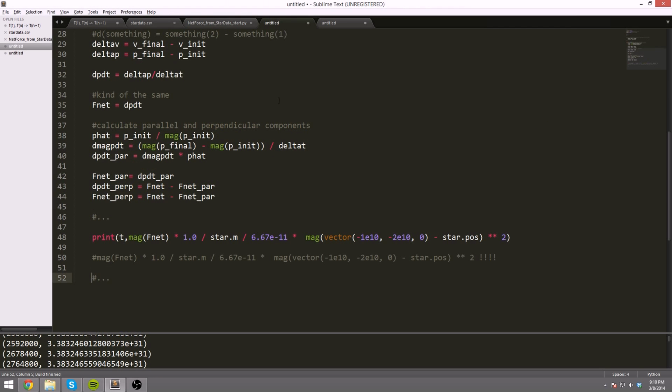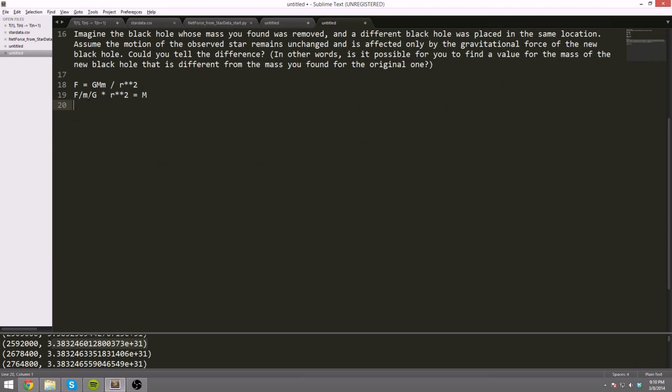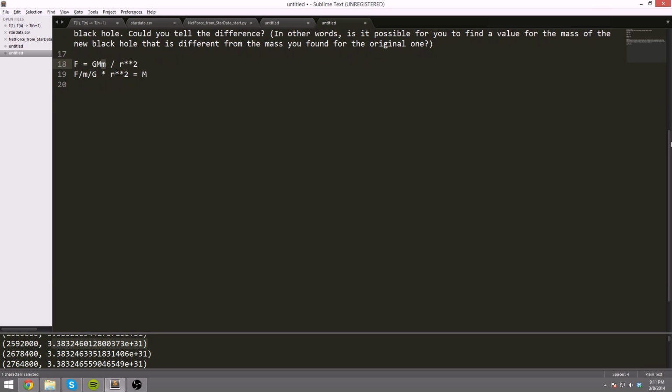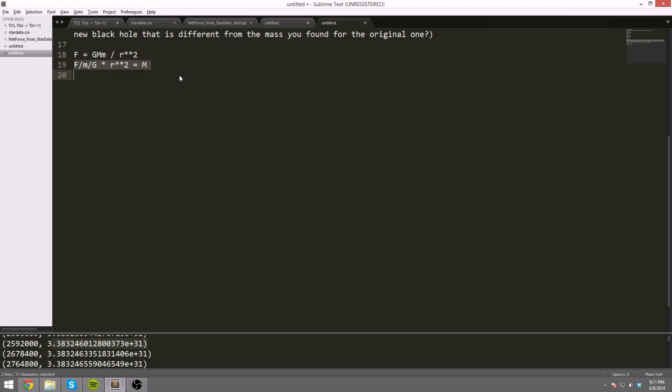So that print statement at the end essentially was printing this. This is T, and this is that gigantic equation, mag F net times 1 point blah, blah, blah, this thing. And what is this? Well, if you come over here, force equals GMm over r squared, where big M is mass of the thing it's orbiting, and little m is mass of the thing. And that's what you actually have over here, this second equation, which is just some algebraic shenanigans on the first one. So F divided by m divided by G times r squared is equal to big mass.